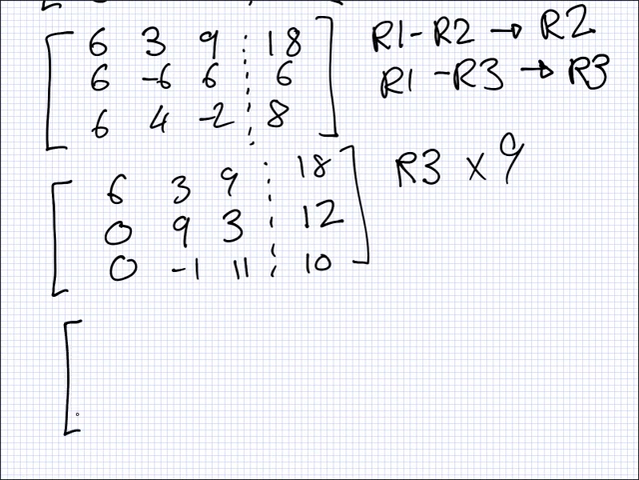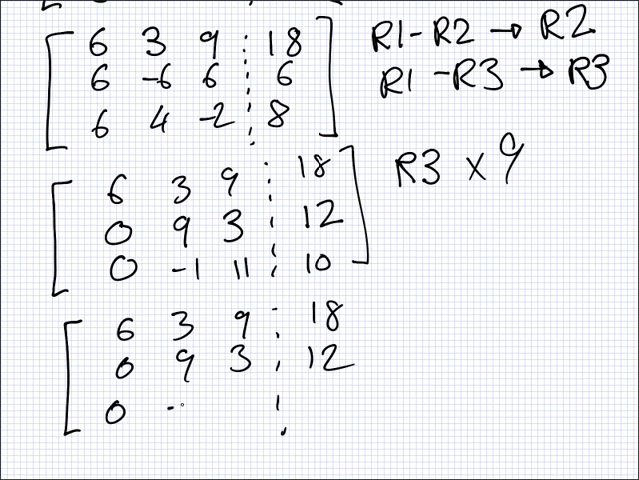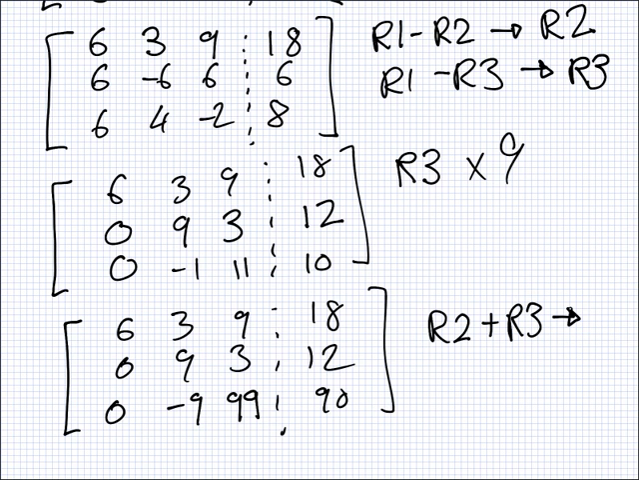What rows are staying the same? First one stays the same. And what else? Second one staying the same. And this last one becomes 0, minus 9, 99, and 90. Now, what operation should I do next? Row 2, now be careful, plus row 3. Put the answer onto row 3.